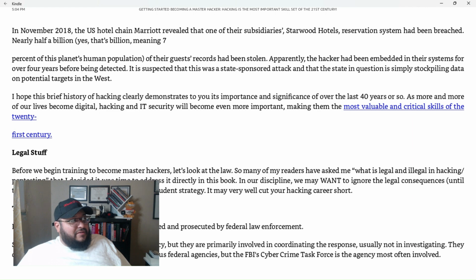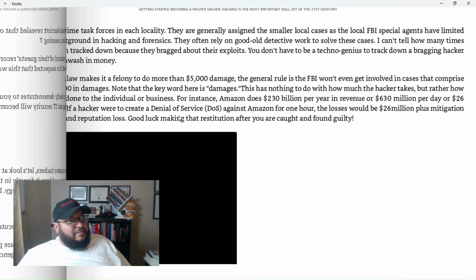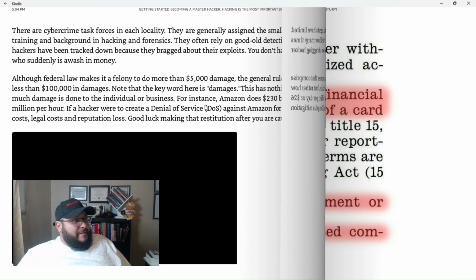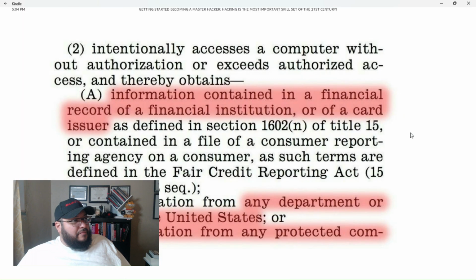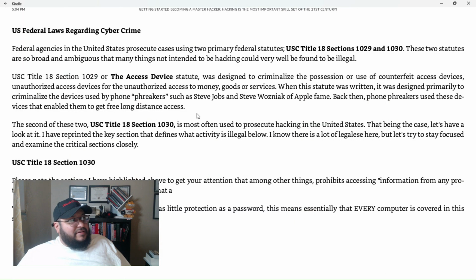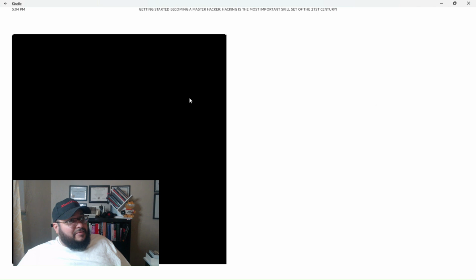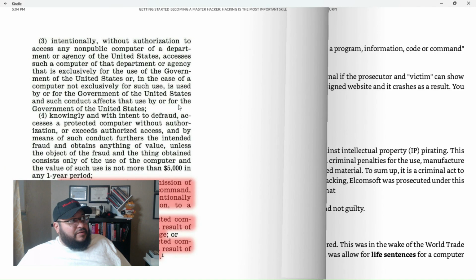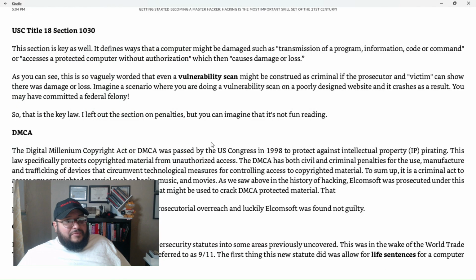So anyways, here goes legal stuff. Cybercrime law enforcement, these are very important to read too, but we're going to skip them. I'm going to skip all this stuff. This is stuff you need to know if you're going to get a job or something. And you should have common sense when it comes to hacking systems. So you should only hack these systems on your own little network.